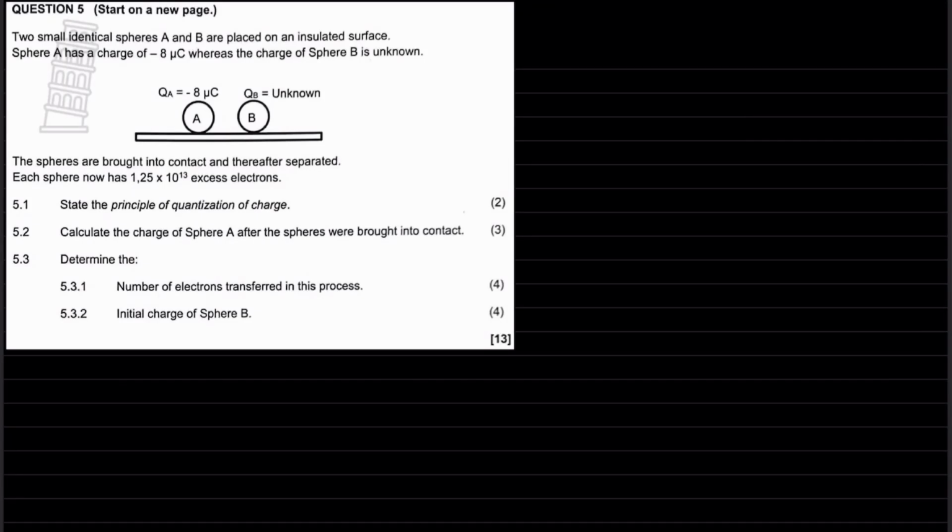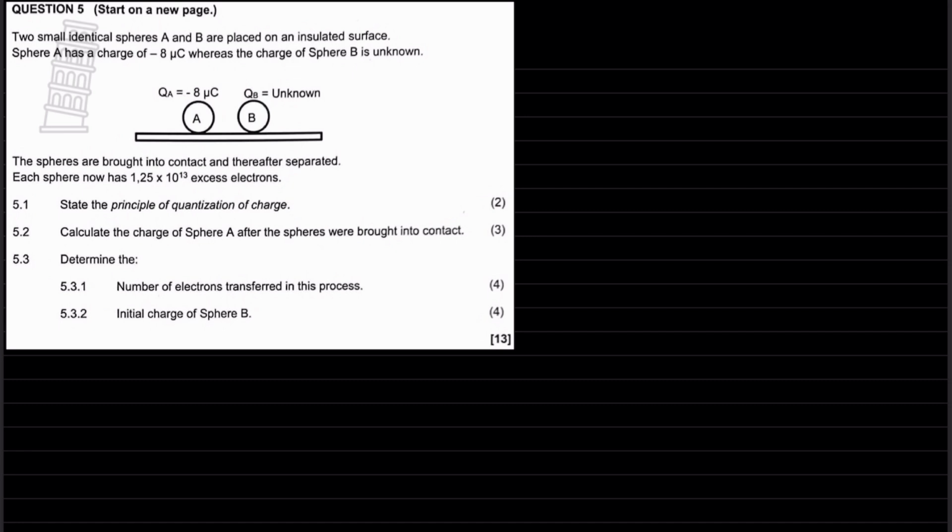Let's take a look at this electrostatics question. The question reads, two small identical spheres A and B are placed on an insulated surface. Sphere A has a charge of -8 microcoulombs, whereas the charge of sphere B is unknown. The spheres are brought into contact and thereafter separated. Each sphere now has a charge of 1,25 times 10 to the 13 excess electrons.